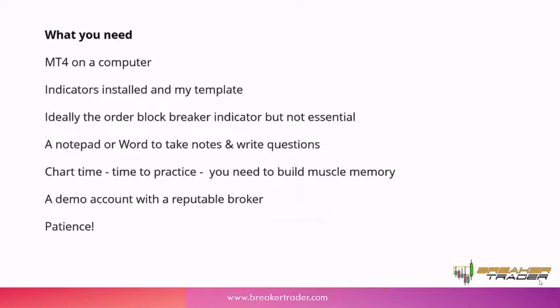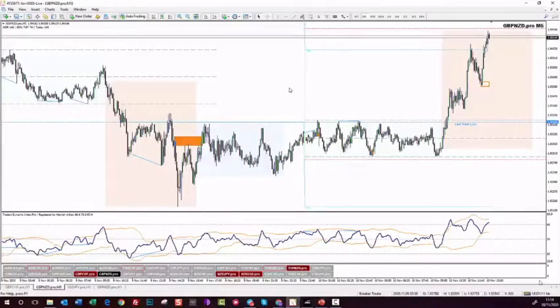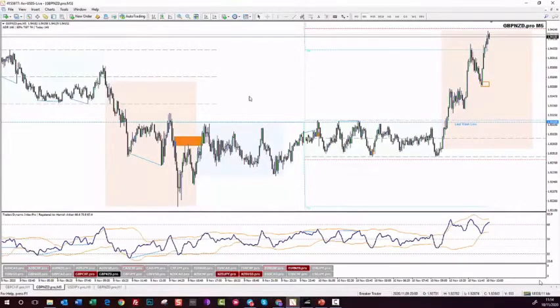You're going to need the indicators installed and my template. Now, the templates that I use, let's just have a quick look at it. Okay, the template that I use has the Asian session, London session, and New York sessions marked out.